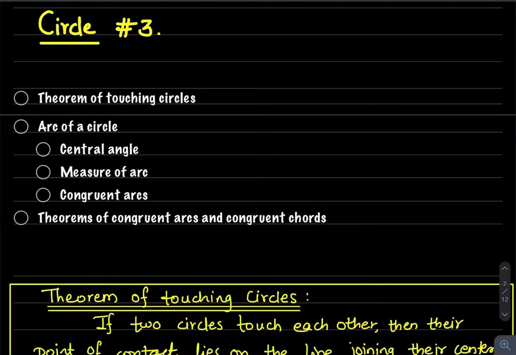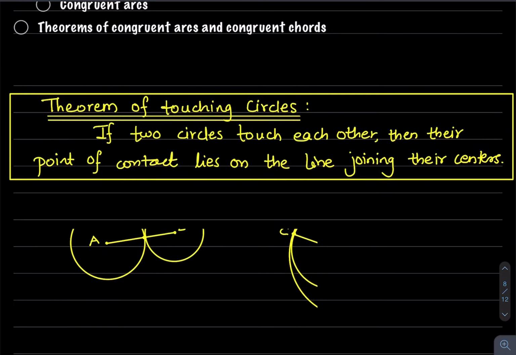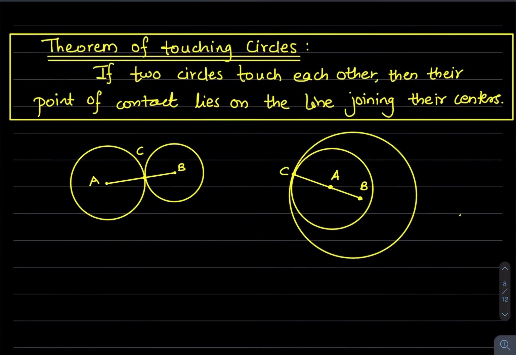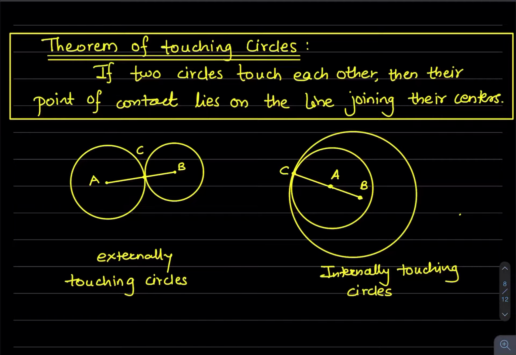So first one is the theorem of touching circles. So we will see the statement. The theorem of touching circles says that if two circles touch each other, then their point of contact lies on the line joining their centers. So there are two types of touching circles here. First one is external touching and second one is internal touching.